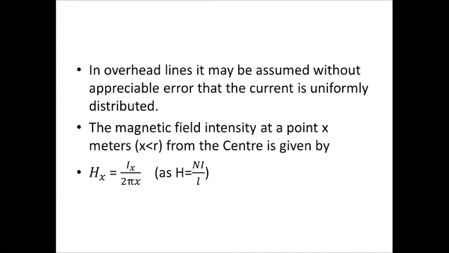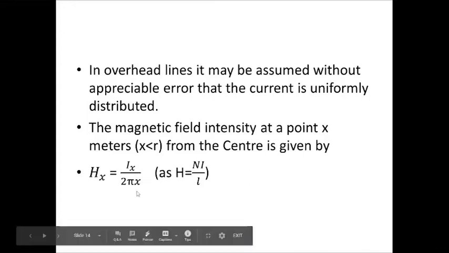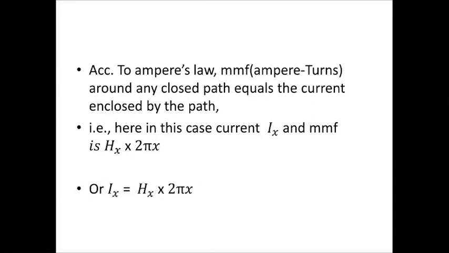The magnetic field intensity at a point x meters, which is less than the radius from the center, is given by Hx is equal to Ix by 2 pi x. We know H is equal to NI by L, where H is the magnetizing force or magnetic field intensity. Here, the number of turns is 1. So, NI by L here is equal to Ix by 2 pi x, or Ix equal to Hx into 2 pi x.